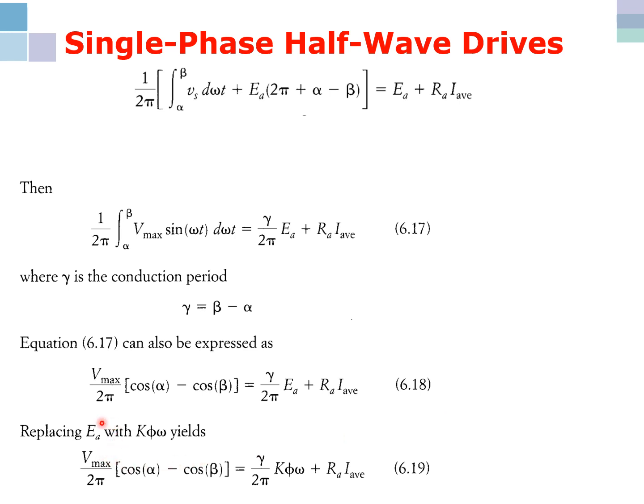If you still remember, EA is equal to kV speed. So according to this, we get the final equation, which is 6.19. This is the final equation that you must remember. Vmax over 2 pi times cos alpha minus cos beta is equal to gamma over 2 pi times kV speed plus RA I average. So I want all of you please take note of equation 6.19.